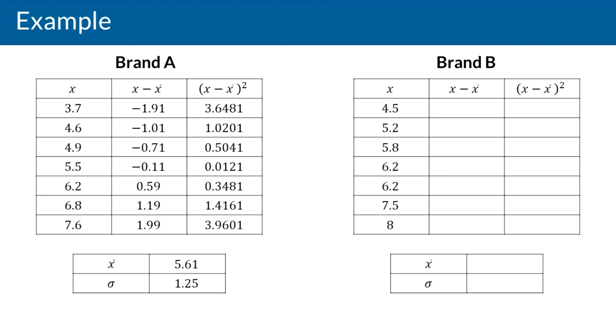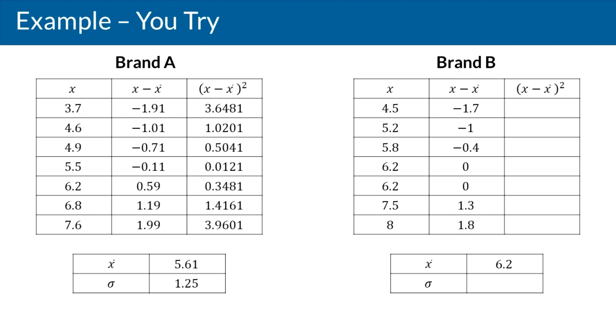For brand B, I'm going to ask that you get your calculators out and attempt to follow along by calculating all the statistical measures we did for brand A in the same order. The mean battery life for brand B is 6.2 hours. Now I've written in the deviations.